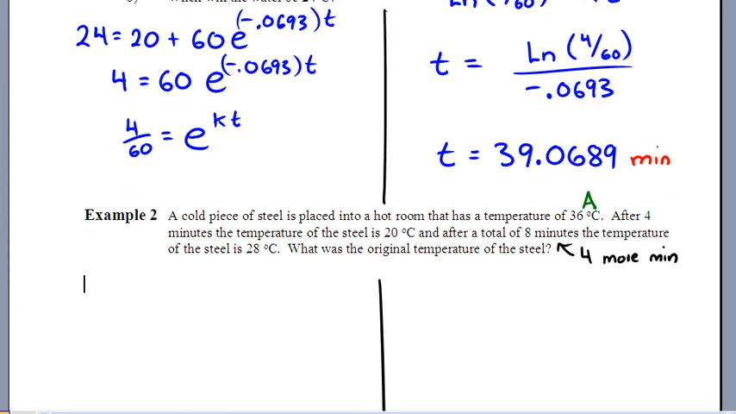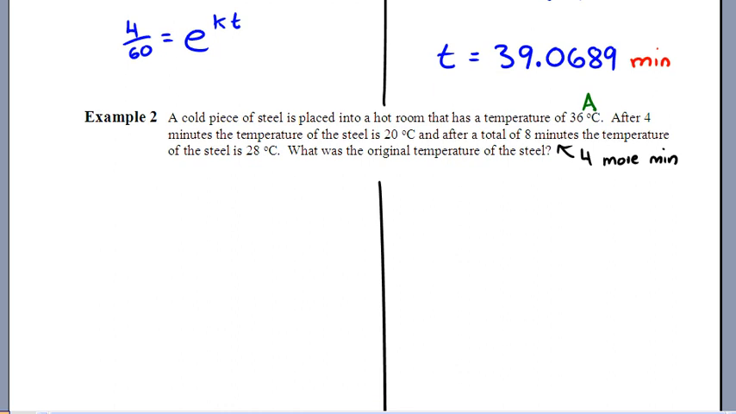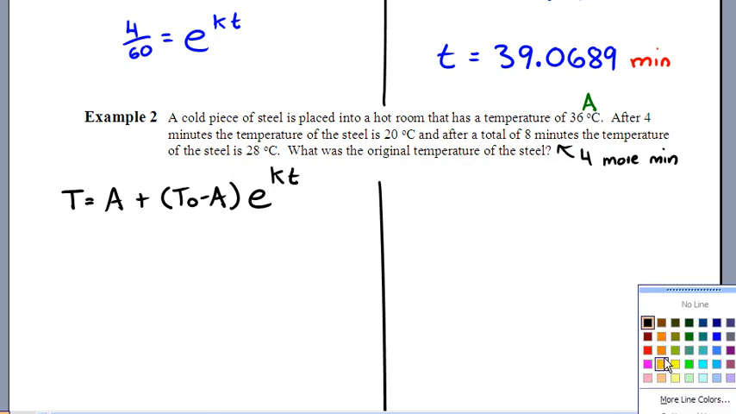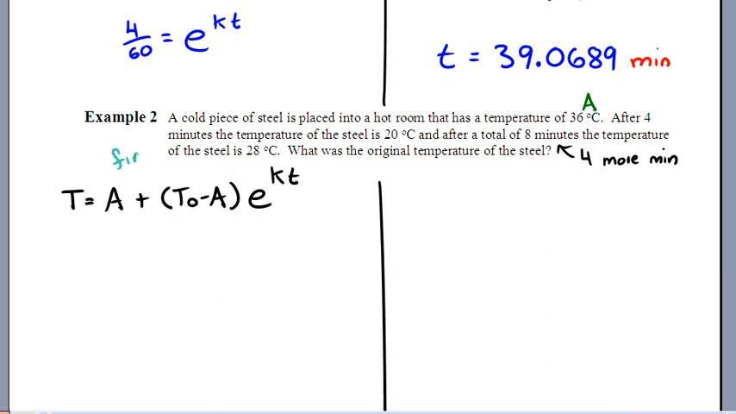Okay, so we've seen that generally for these stories, the temperature of the item is equal to room temperature plus some original difference, T0 minus A, and then e to some kt, and the k is going to be negative. We are looking for A, right? I said that wrong, we're looking for the original temperature T0. So we are trying desperately to find that number right there. It's the one thing that we're after.